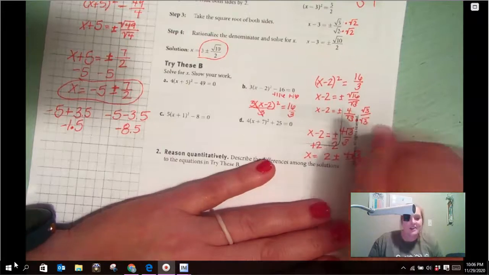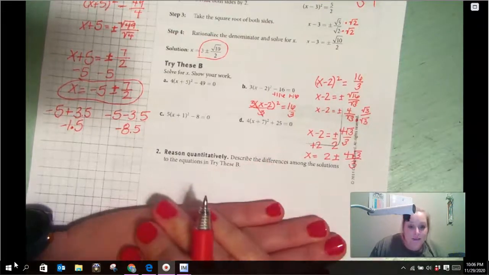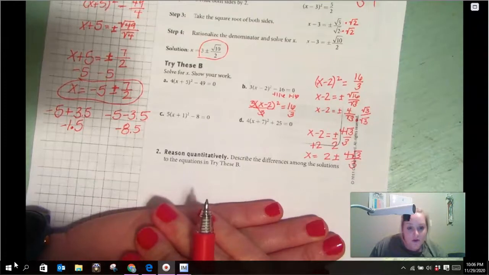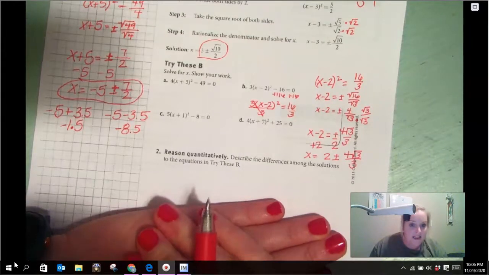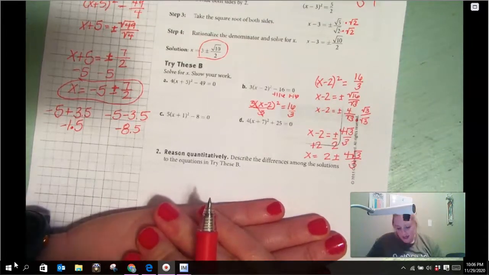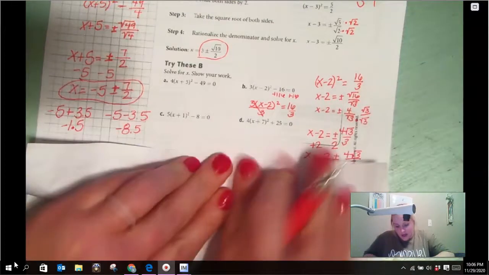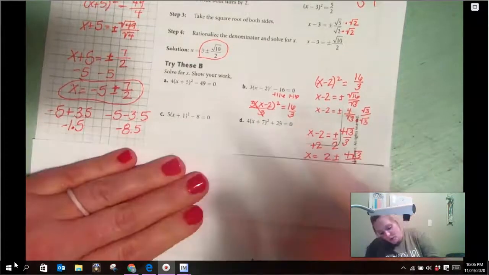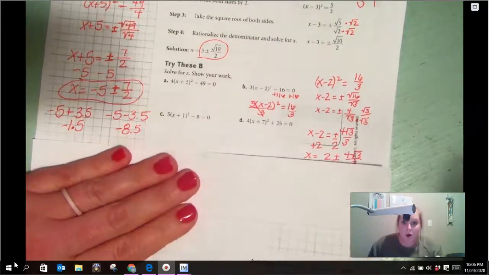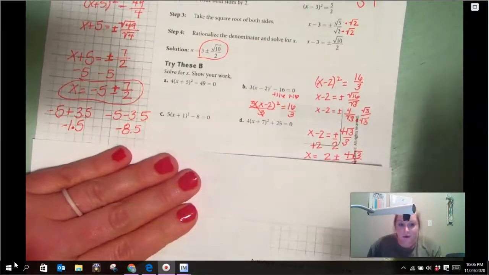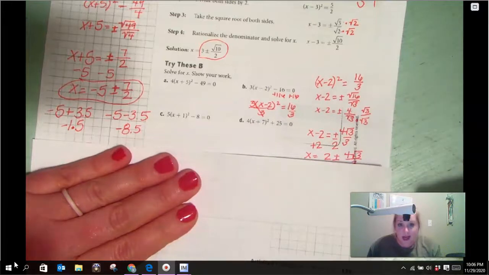Alright, and so then we've got 2 plus or minus 4 square root of 3 divided by 3. That is B. Alright, C. Okay, so C, I'm going to, again, press pause. Work this one out by yourself. See if you can do it. Press play to get some help.